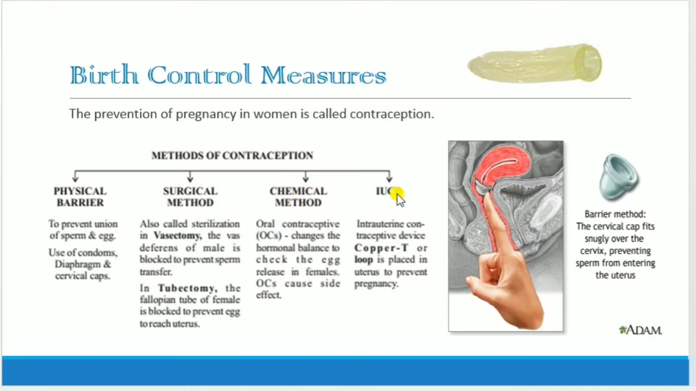And the last method is IUCD, which means intrauterine contraceptive device. This is a device, for example copper T. Copper T is one of the IUCDs which is put in the uterus. That's why it is intrauterine. It prevents pregnancy by killing the sperm. After copulation, sperm goes inside the uterus, but if you have copper T inside it, that copper T will kill the sperm and prevent fertilization, which ultimately prevents pregnancy. So these are various methods of contraception.